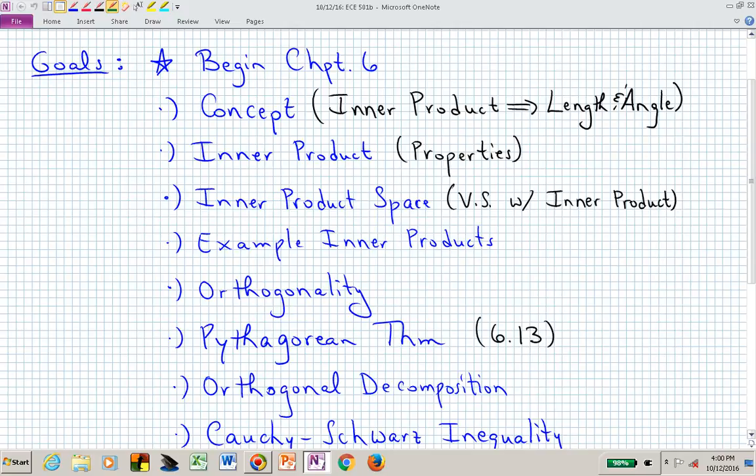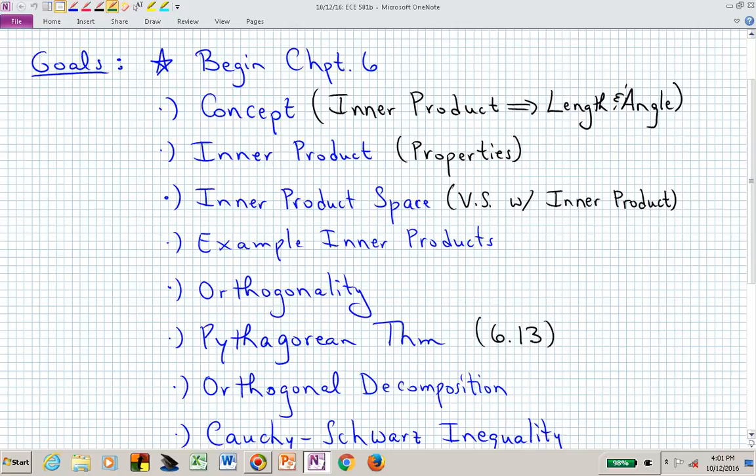Chapter 6 is talking about inner products. And we just keep adding more and more structure to these concepts. We started with vectors, then we started talking about dimension and linearly independent and span. Then we started talking about operators. Once we had operators, we could start talking about eigenvalues and eigenvectors.